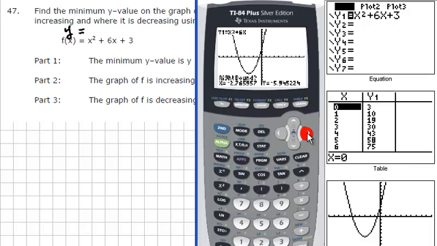Then you're prompted for a right bound. Use the right arrow key to move the cursor to the right of the minimum and press enter. Finally, you're prompted for a guess, so use the left arrow key to move to the lowest point, press enter. When you see minimum at the bottom of the screen, the calculator has calculated the minimum value of the function. In this case, the minimum value occurs when x is -3 and the y value is -6. So -6 is the minimum y value of this function.